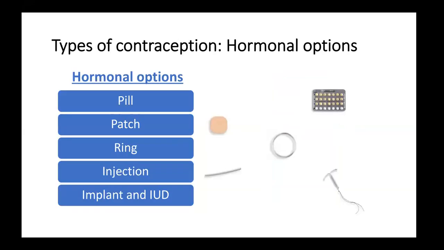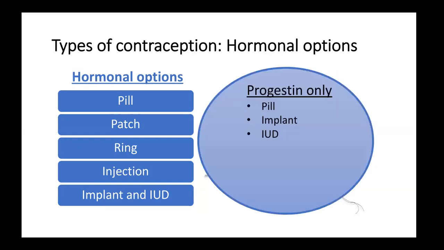Okay, so back to types of contraception, focusing on the hormonal contraception options. There are 2 types. There's progestin only, and those include the pill, the implant, and the IUD. And actually all hormonal contraception has progestin, and a few have both estrogen and progestin. So progestin only are those 3. And then combined hormonal contraception, there's a pill version, there's a patch, and then there's also the NuvaRing.